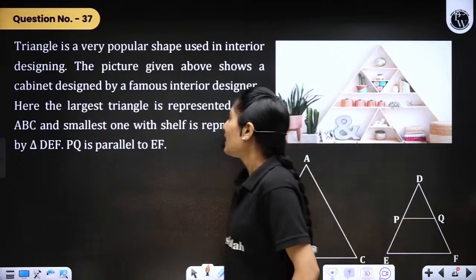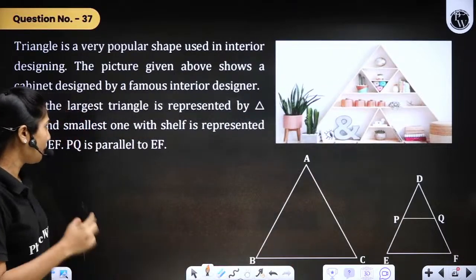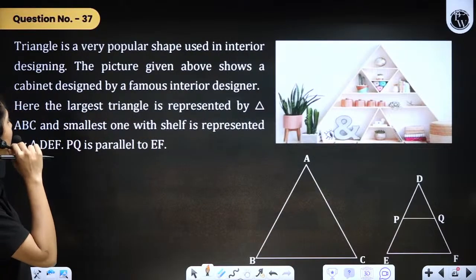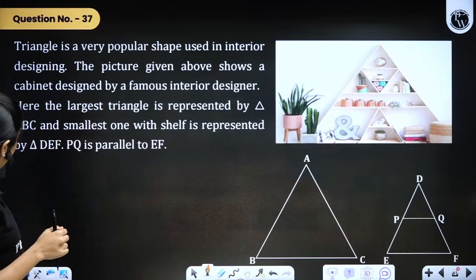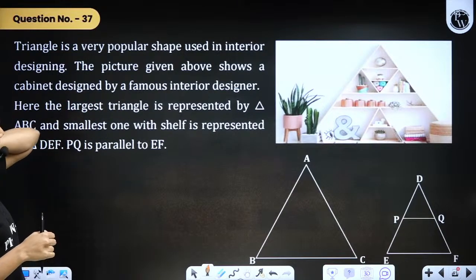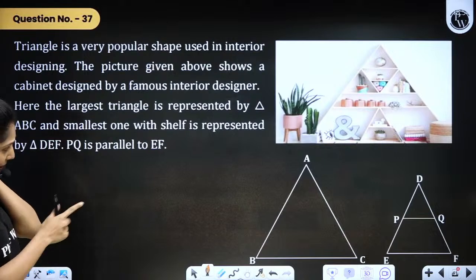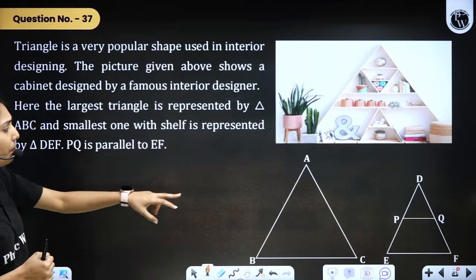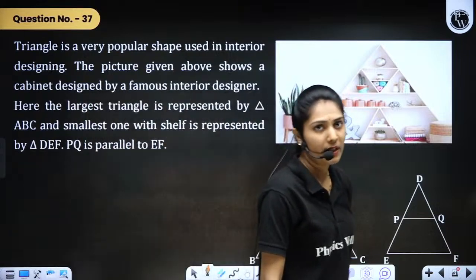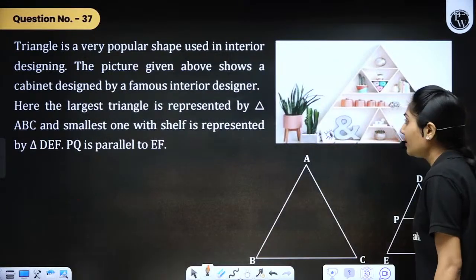Next question. Triangle is a very popular shape used in interior designing. The picture given above shows the cabinet designed by a famous interior designer. Here the largest triangle is represented by ABC and the smaller one is represented by DEF. PQ is parallel to EF. There are a few questions based on it.